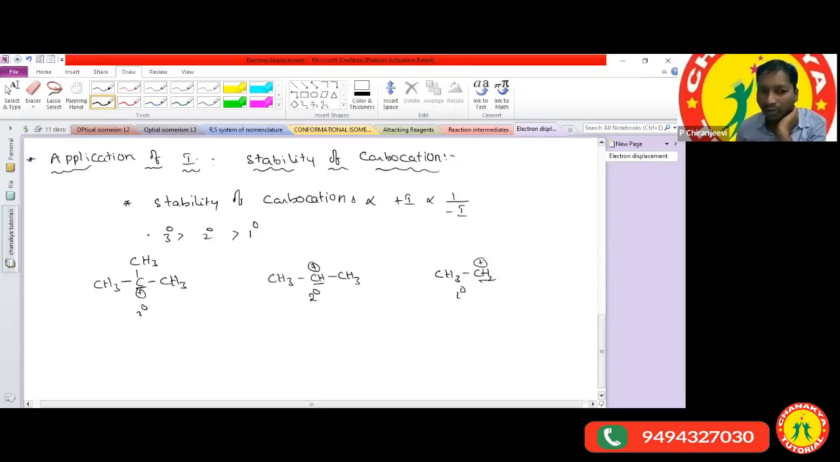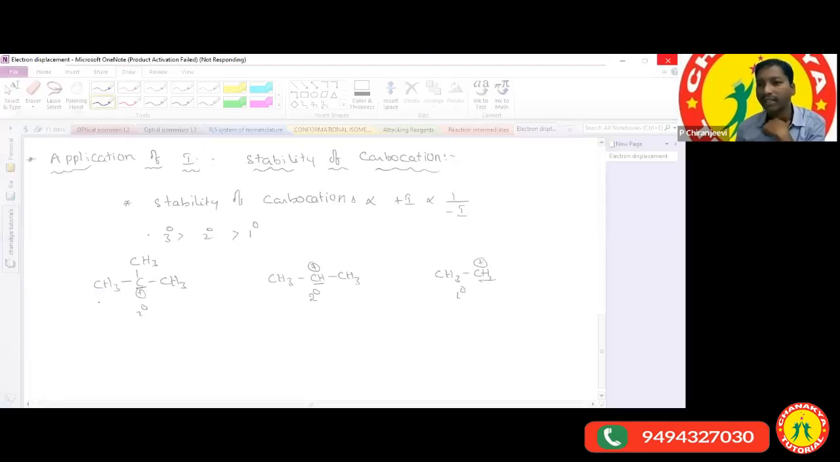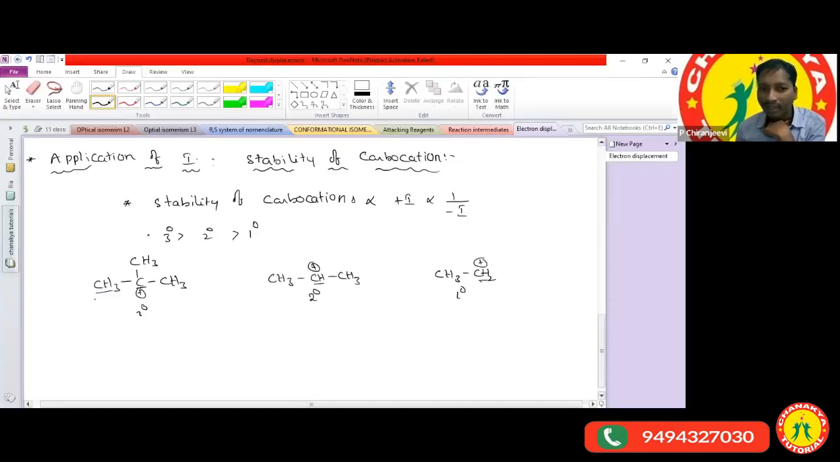Excluding the positively charged carbon atom, we can consider the remaining ones now. This carbon is attached with which group? CH3. The carbon is attached with the CH3 group. Is CH3 an electron donating group or an electron withdrawing group, Samita?